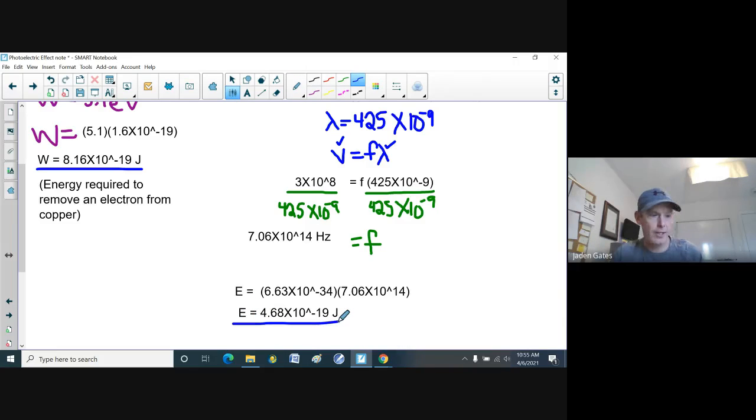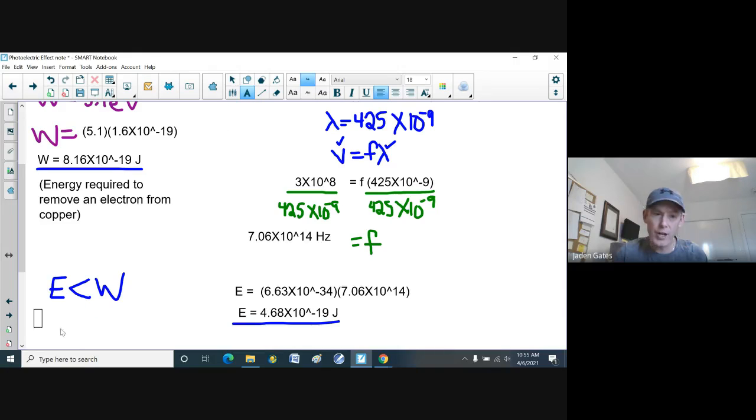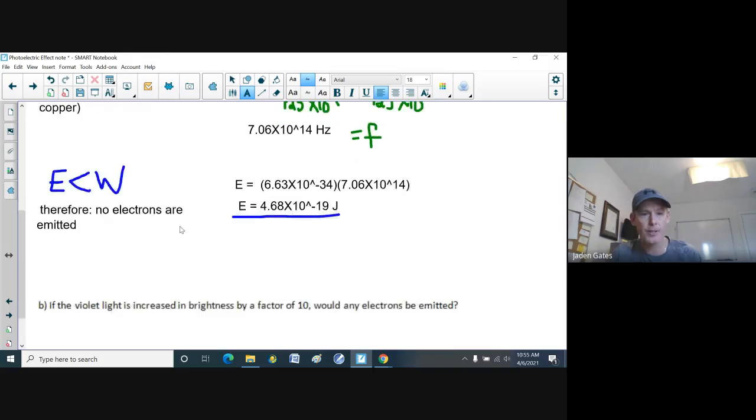And so what I'm going to do now is compare. This is how much energy I need, this is how much energy the light supplies, and they have the same exponent here, times 10 to the -19, so 4.68. This energy is less than W, and so in this case, not enough energy there. Not enough, the frequency isn't high enough. And so, therefore, it's close, but no electrons are emitted. Not high enough frequency. So maybe ultraviolet light would work. Maybe it would take gamma rays or X-rays.